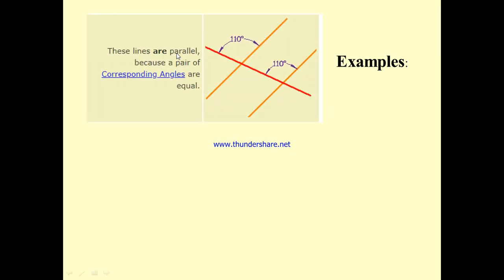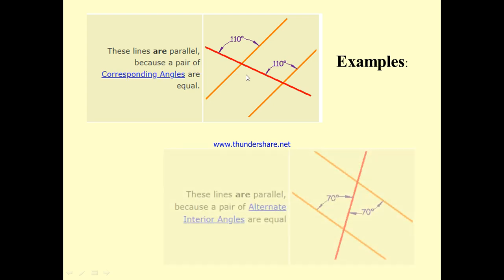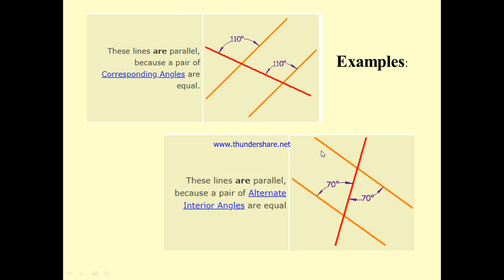These two lines are parallel, the orange lines. Why? Because if you notice that here I have F shape, 110 is equal to 110 because a pair of corresponding angles are equal. Okay, another example. These two lines are also parallel, the orange lines. Why? If you notice that I have here like Z shape. Okay, these two lines are parallel because a pair of alternate interior angles are equal.